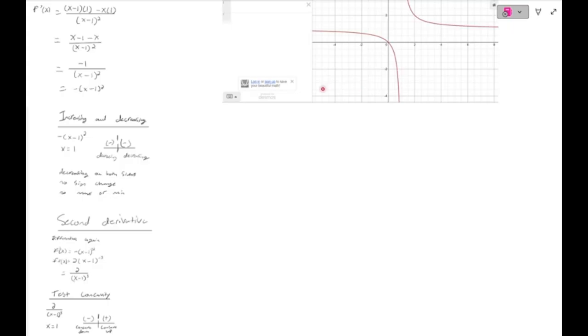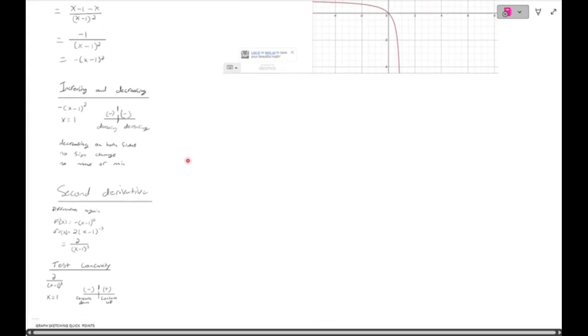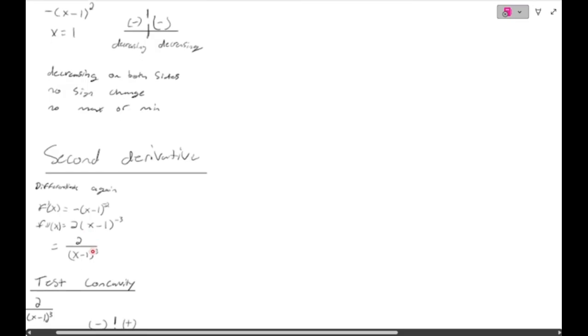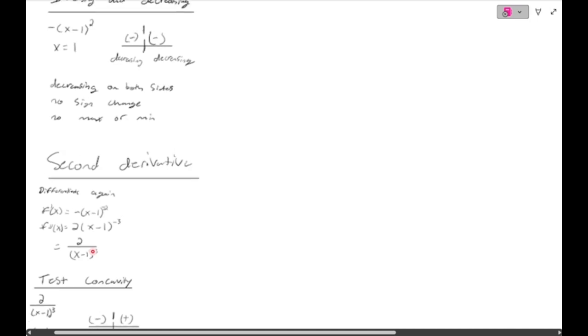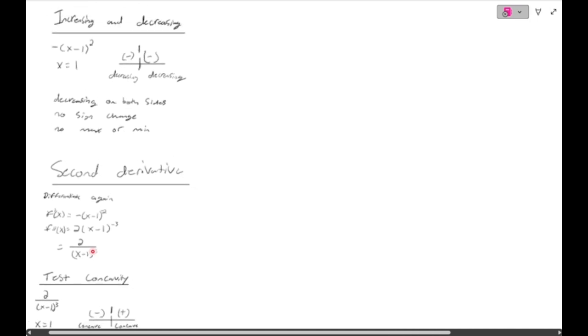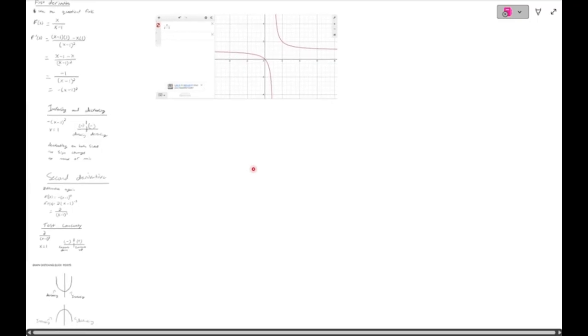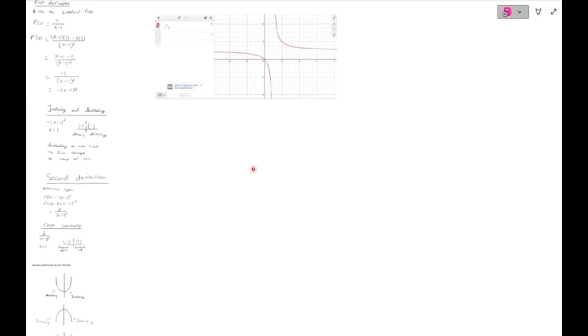Now to find the second derivative. The second derivative is 2 over (x minus 1) cubed. So if x is less than 1, the denominator is negative, so the second derivative is negative, and the graph is concave down, as we can see in the graph as well. If x is greater than 1, the denominator is positive, so the second derivative is positive, and the graph is concave up. There's no inflection point because the function is not defined at x equals 1.